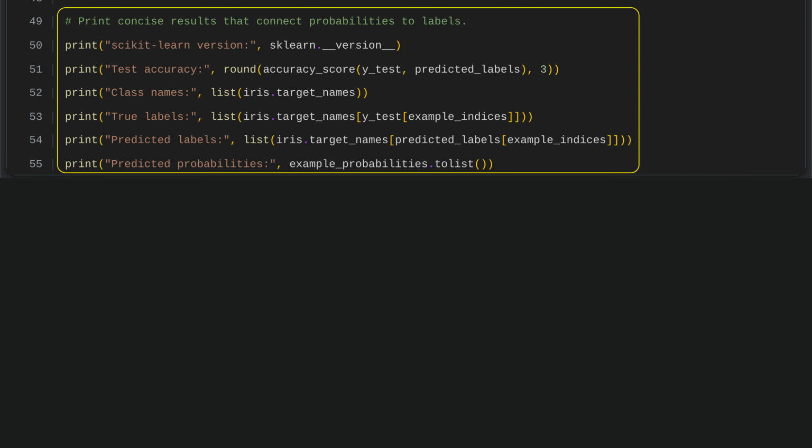This section checks the Scikit-Learn version for reproducibility, then evaluates the model by comparing true and predicted labels to compute test accuracy. It also maps the iris dataset's numeric labels to class names, so the true and predicted results are easier to interpret. Finally, it shows the model's predicted probabilities for selected examples, giving a clear view of how confident the model is in each prediction.